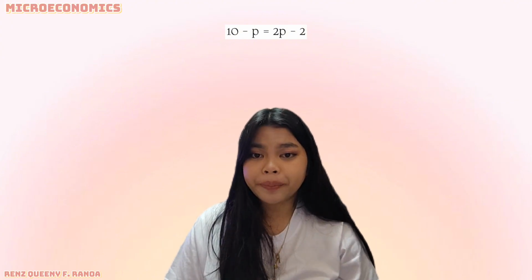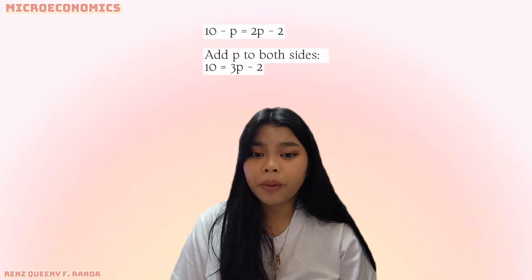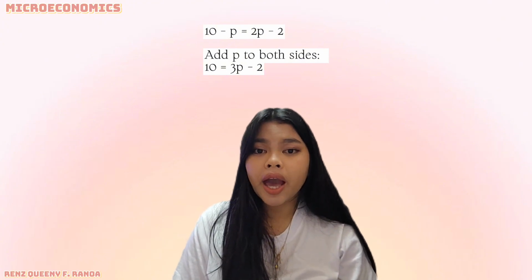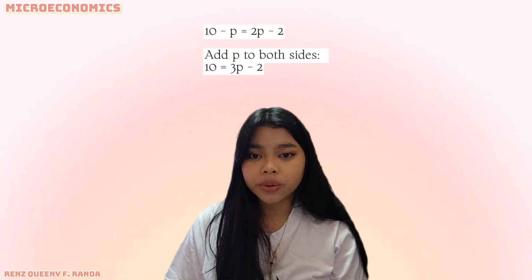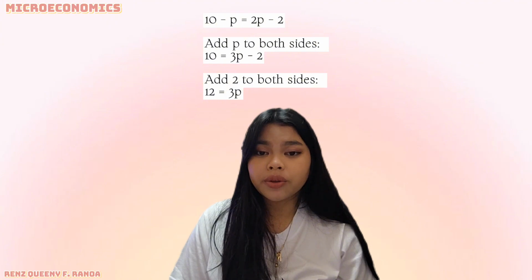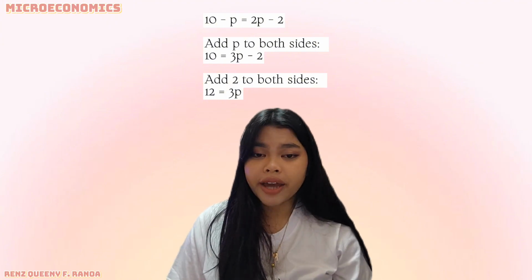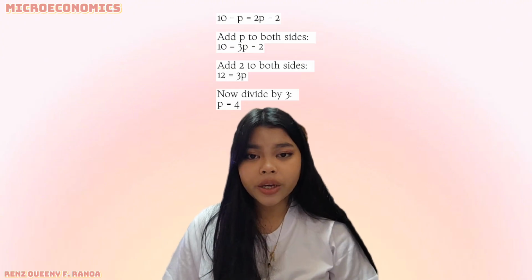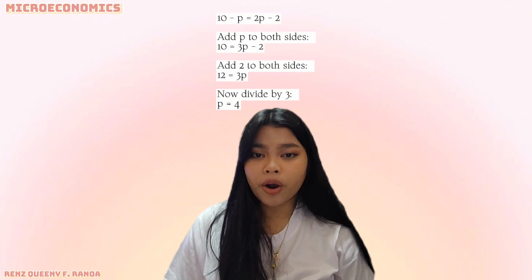Now, let's solve for P. Add P to both sides. It is 10 is equal to 3P minus 2. And add 2 to both sides, which will be 12 is equal to 3P. Now, divide by 3, it will be P is equal to 4. So, the equilibrium price in this case is 4 pesos.